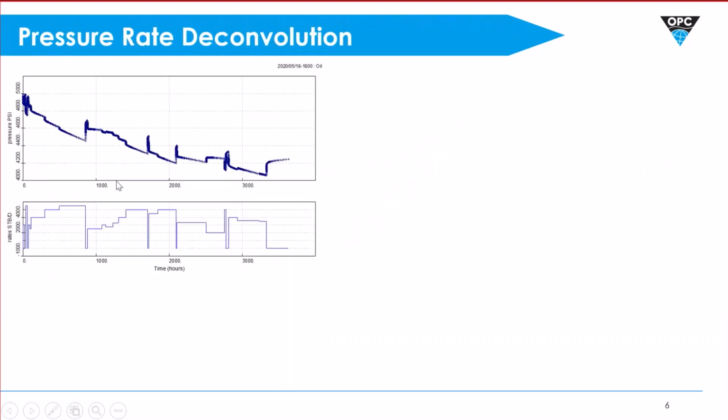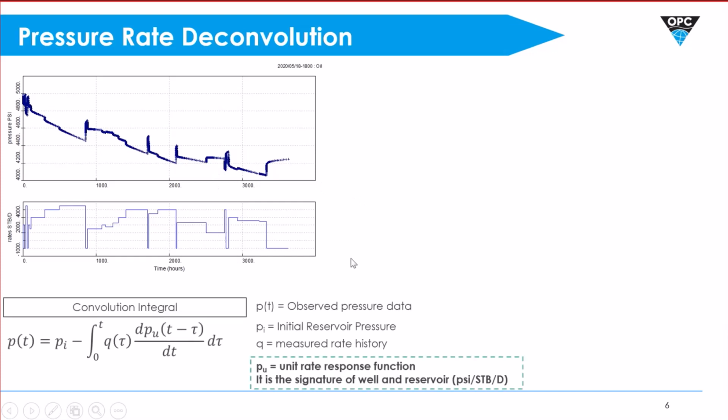So let's go back to our variable pressure rate history data. And an equation that's been around for a very long time, but with no robust way to solve it, is the convolution integral. So let's quickly go through this equation. PT is the observed pressure data, and that's this data measured by your downhole gauge here in blue. PI is your initial reservoir pressure, and that's the pressure before the start of any production.